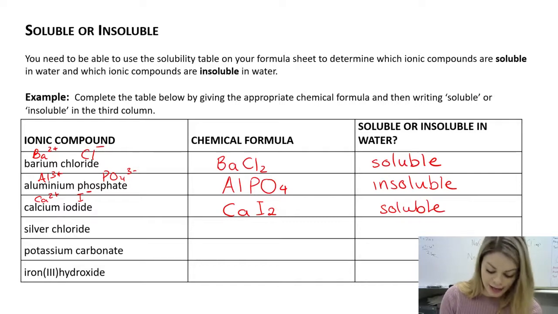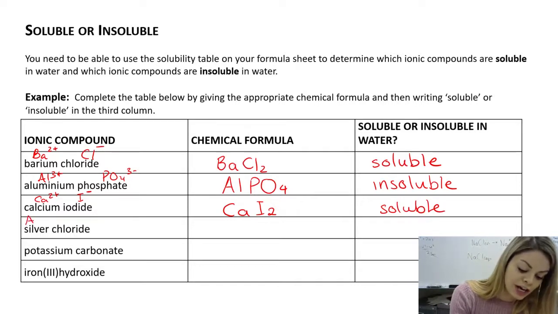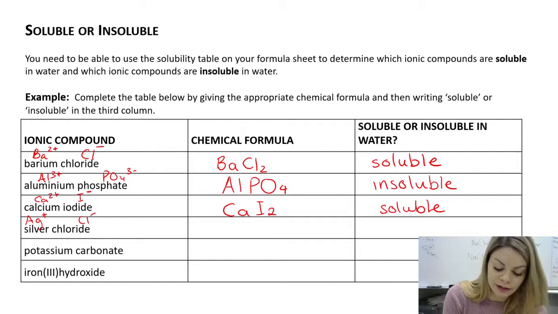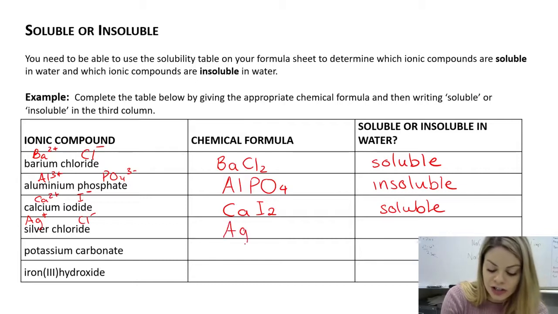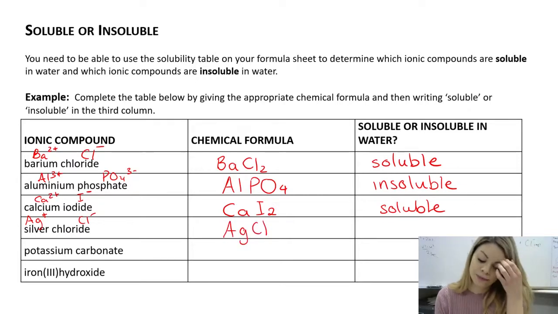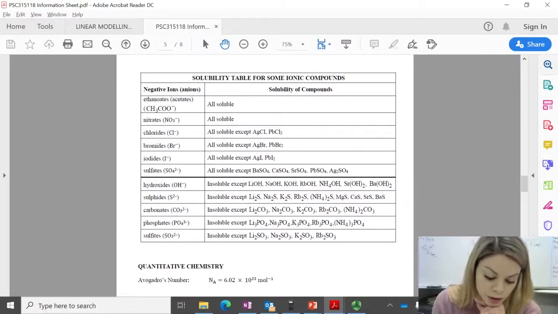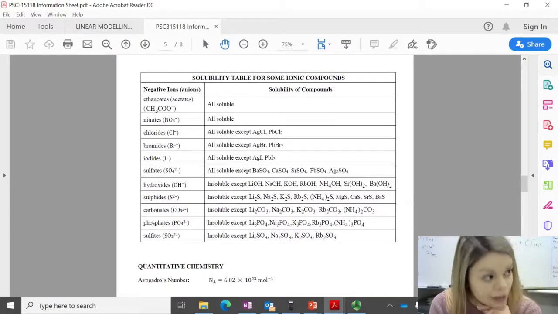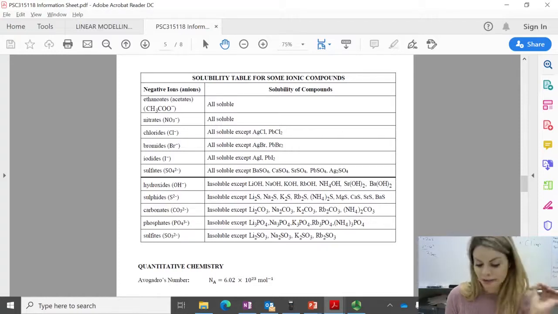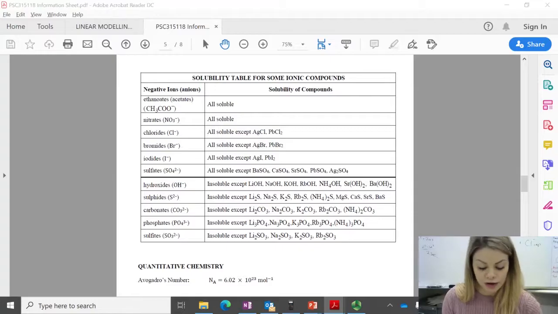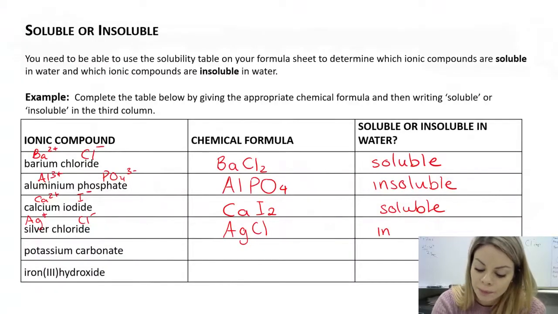Silver chloride. If you check the table, you'll get Ag+ and Cl-. Do you believe me? Yes. Okay, so 1-to-1, they've got the same charge, so it's just AgCl. Silver chloride, soluble or insoluble? It's a chloride. All chlorides are soluble except one of the exceptions is silver chloride. So therefore, silver chloride must be insoluble.